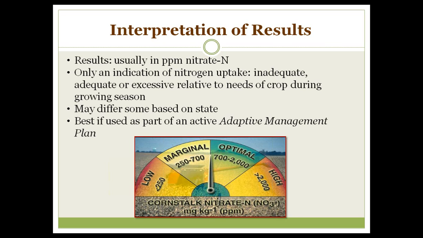It's going to differ some based on state. You can usually find those values out there, and if you can't, the ones from Iowa State are pretty good. The ones from Indiana, for example, are not that much different from those that were originally published by Blackmer and Mallarino. It's best if it's used as part of an active adaptive management plan.